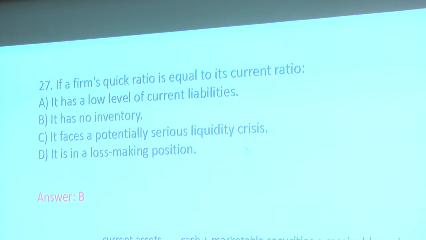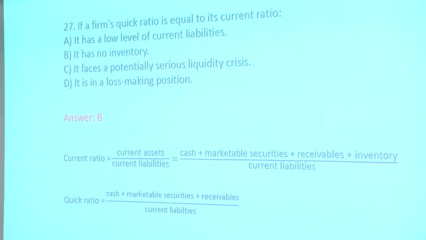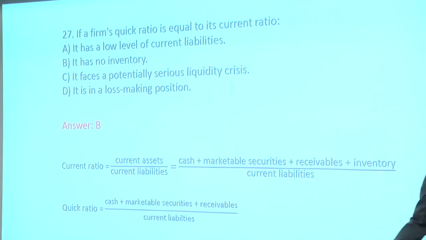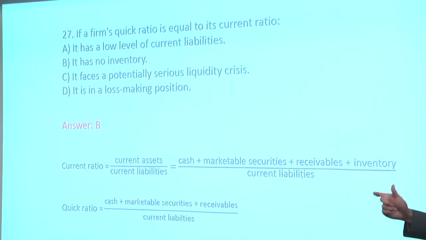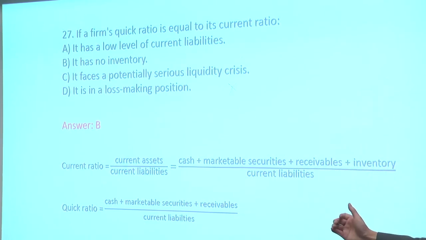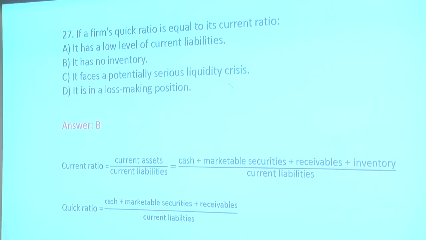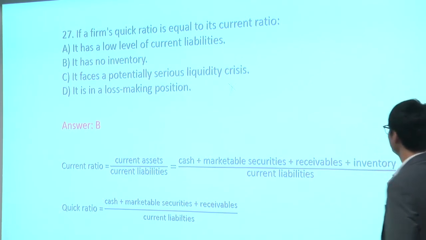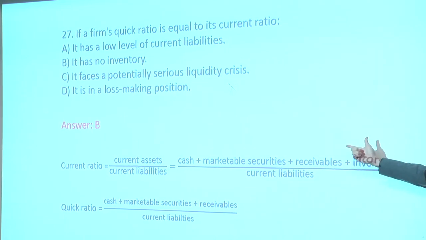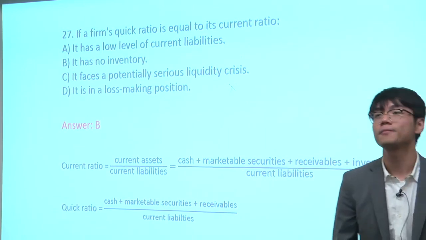A firm's quick ratio is equal to its current ratio. This is like a mathematical question. Current ratio is current assets divided by current liabilities, but we know that current assets consist of cash, marketable securities, receivables, and inventory. Quick ratio is cash plus marketable securities plus receivables divided by current liabilities. If they're equal, what's the condition? This item is 0 for them to always be equal, because all the three are the same and the denominator is the same. So the firm has no inventory.